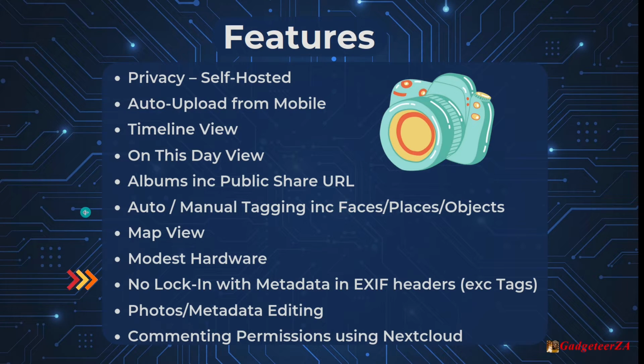Another feature it's got, which I like, is the option to manually tag, but you can also get automatic tagging. It includes not only face recognition, but things like places and object recognition as well, whether it's mountain, sea, sky, that type of thing. It's got a map view. Now, they've integrated the map view into the Memories app, so that is slightly different to how the Photos app works. It works on very modest hardware.